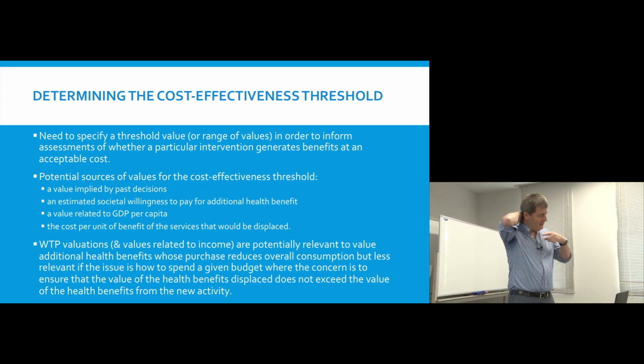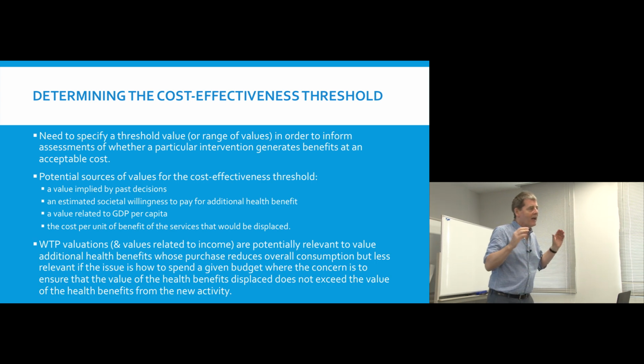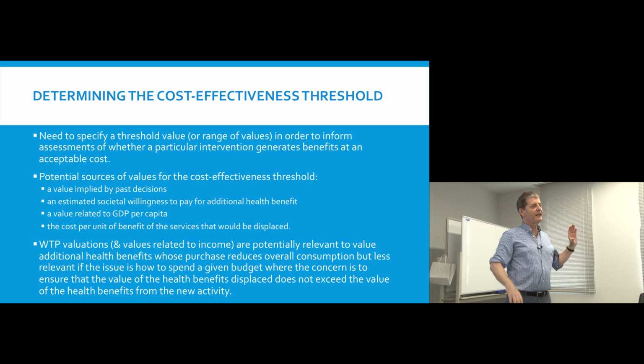And slightly anticipating what I'm going to say, but I'll say it. The problem of affordability and cost effectiveness is a problem because there's no mechanism to make sure they agree. If they agreed, if everything that was cost effective we could afford, life would be very easy.